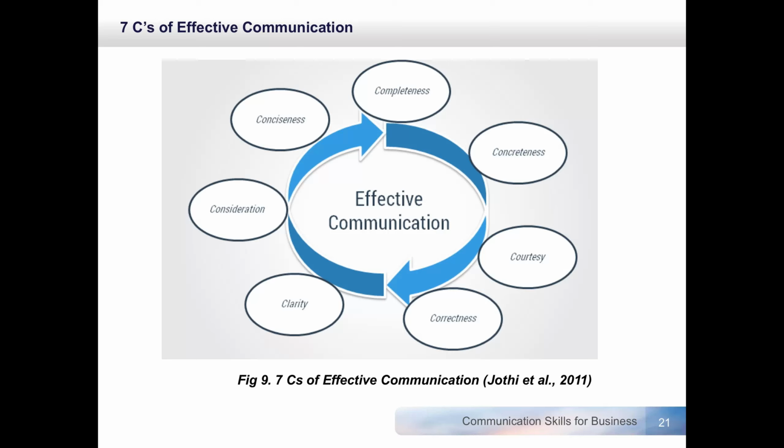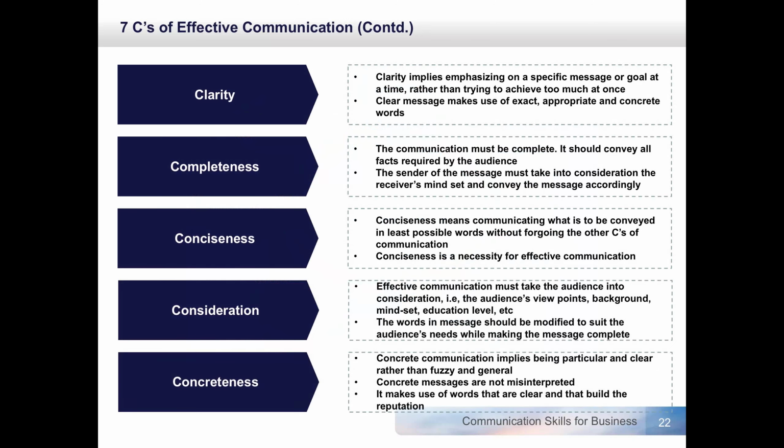So there is a model called the 7 C's of effective communication, and this is used as a model to make whatever you're transmitting as a message, formally, informally, written, verbal, much more effective for the other person on the other side to be able to understand it. And these 7 C's are briefly defined here.